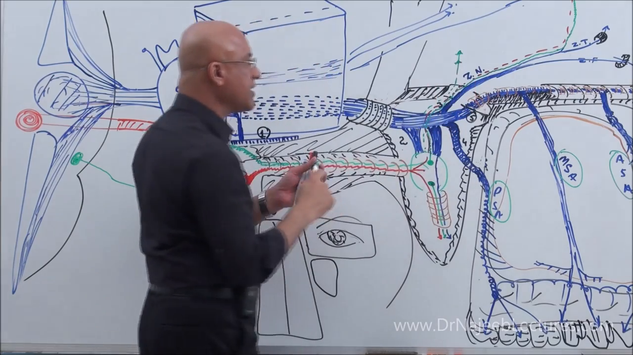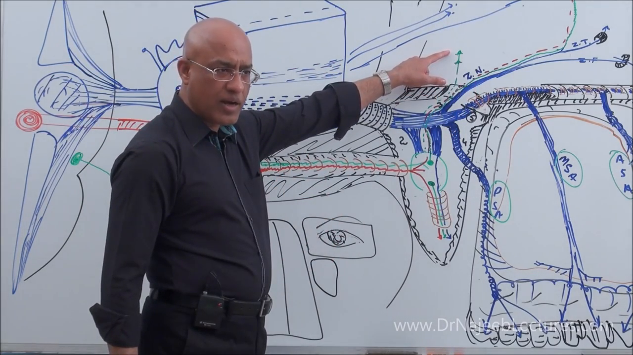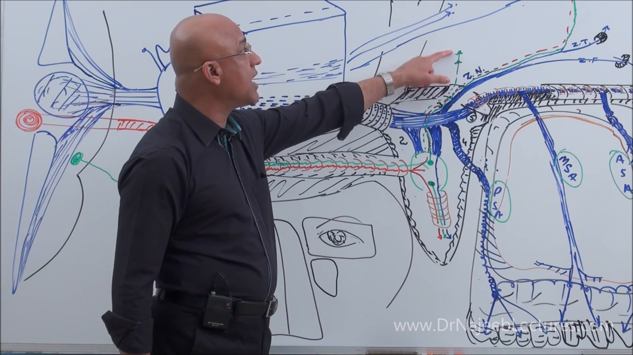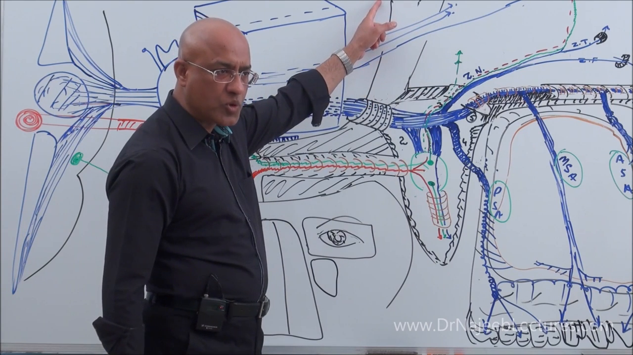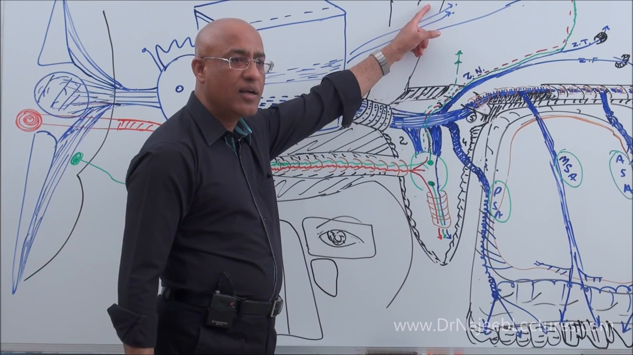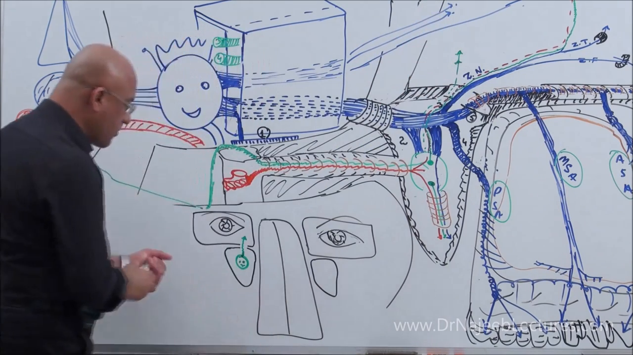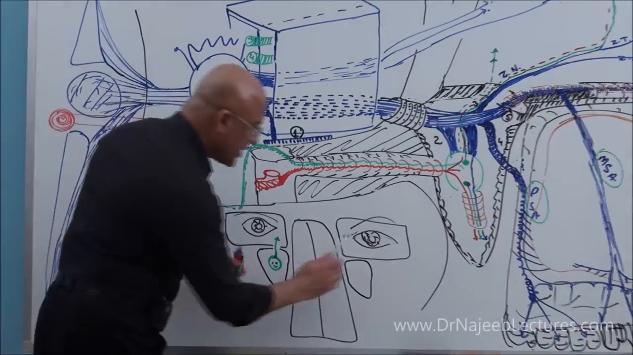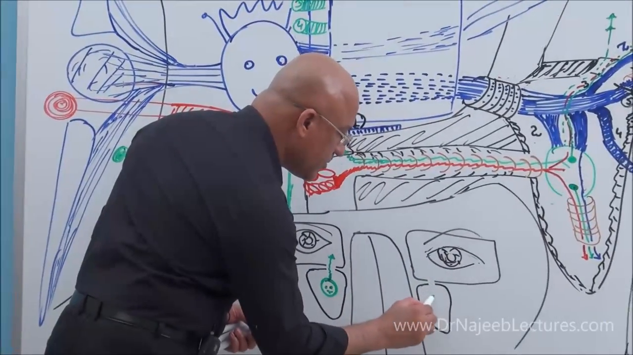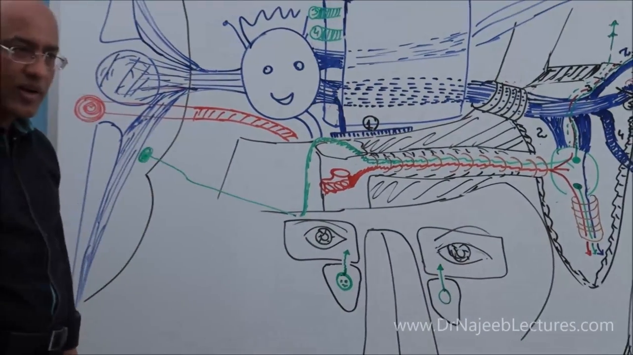This will be supplying the orbital periosteum, right? It will also supply the sphenoidal sinus mucosa. It will also supply the posterior ethmoidal sinuses mucosa. Is that right? So this upward going is? Yes. Now you will tell me, what is this? Orbital branch. Is that right?